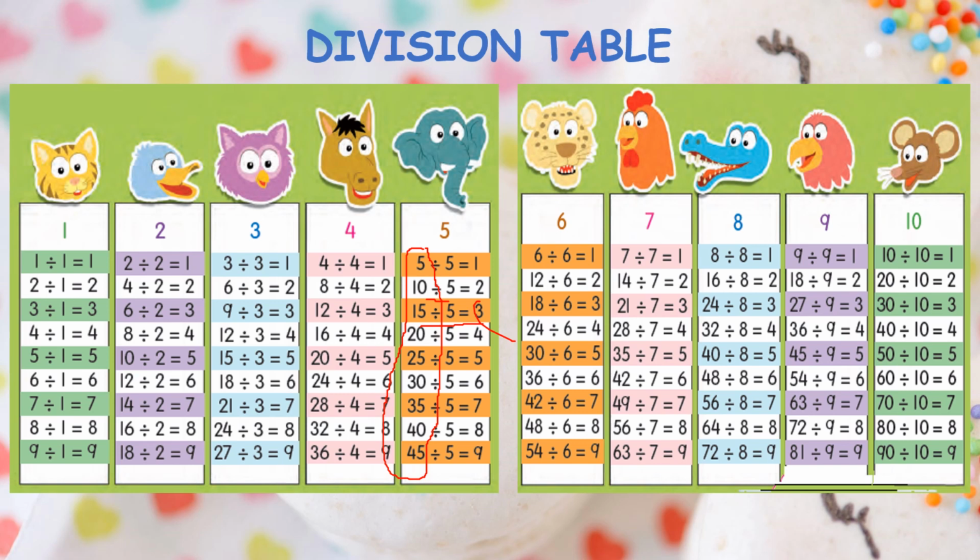We can read like this for the multiplication. 1 times 5 equals 5. 2 times 5 equals 10. And for division, we read like this. 5 divided by 5 equals 1. 10 divided by 5 equals 2. We will discuss more on this in our next Google Meet.